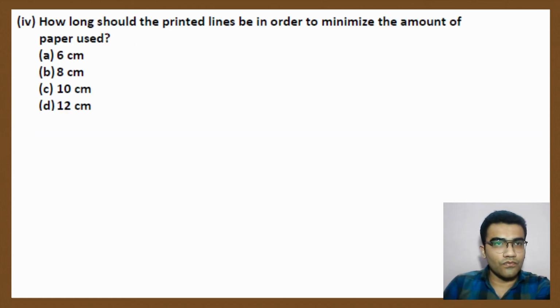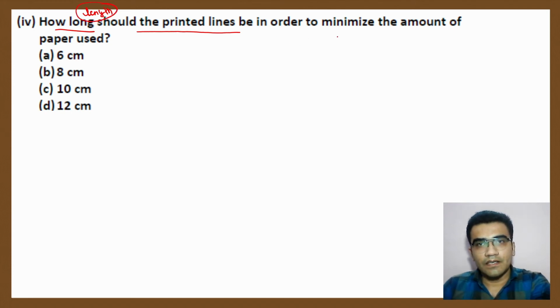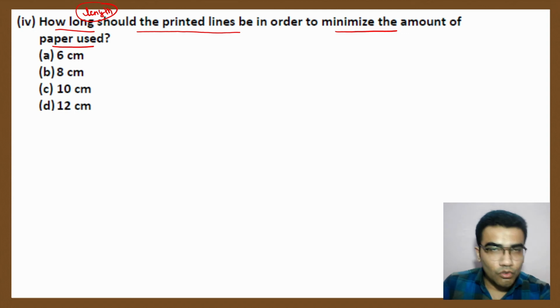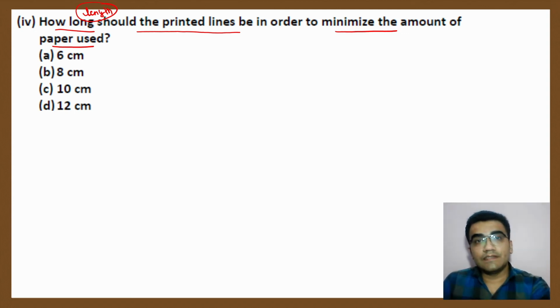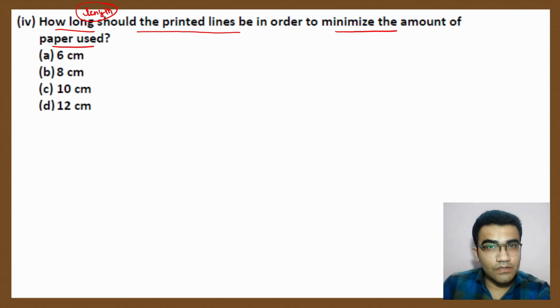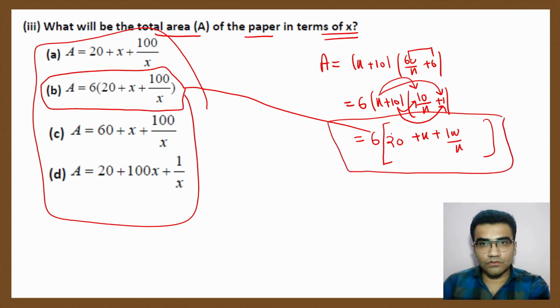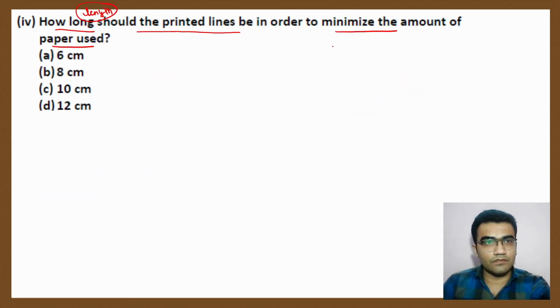Now question number 4 is asking how long should the printed material be. How long means we need to find the length of the printed material in order to minimize the amount of paper used. To minimize the amount of paper, we need to minimize the total area of the paper. So in order to find the length, we differentiate this equation with respect to x.